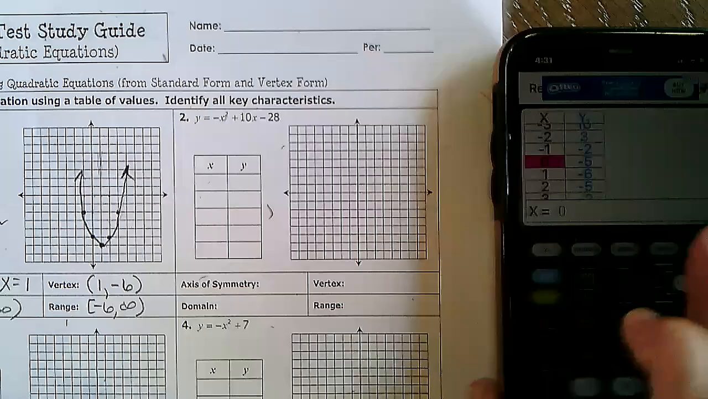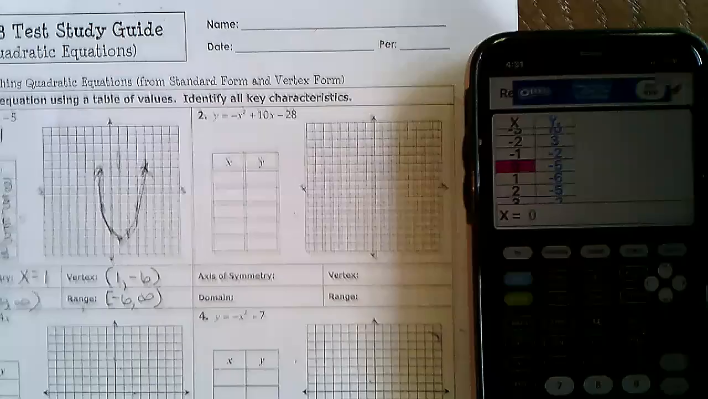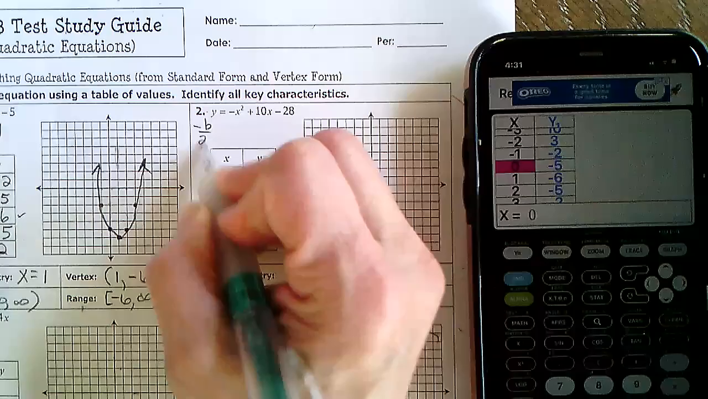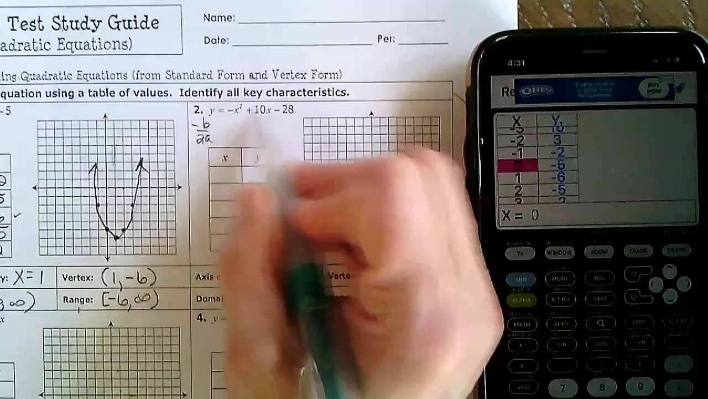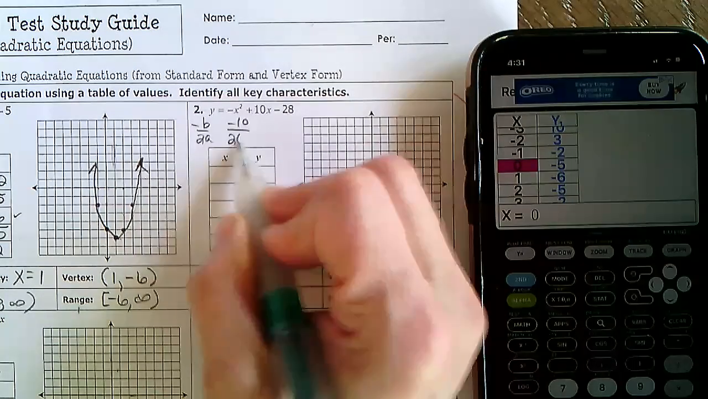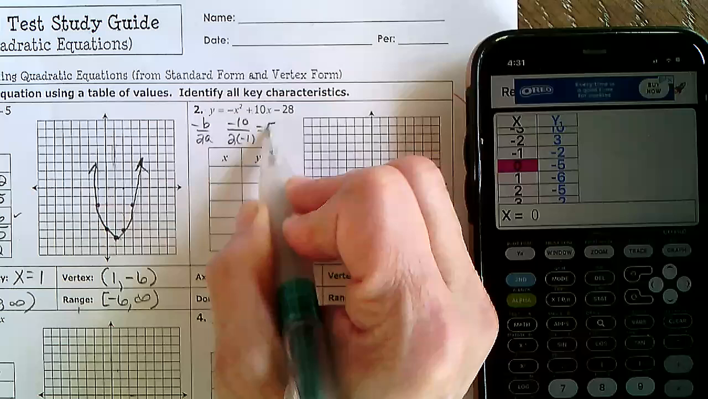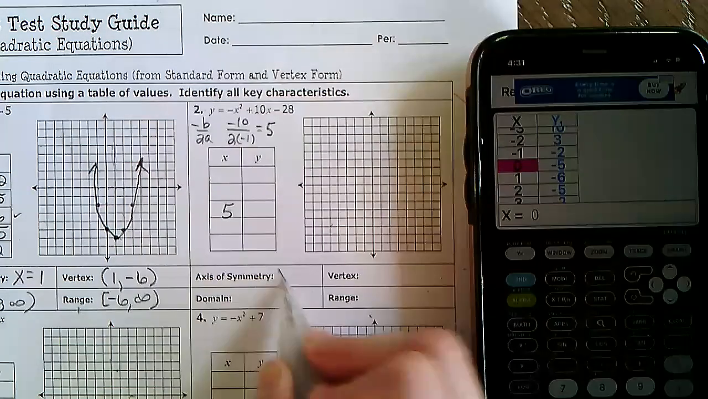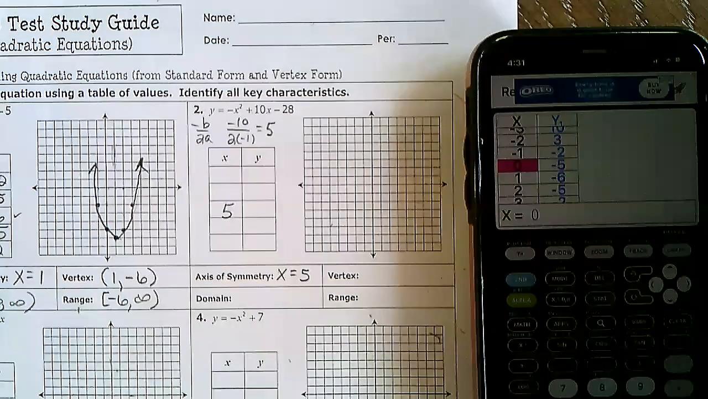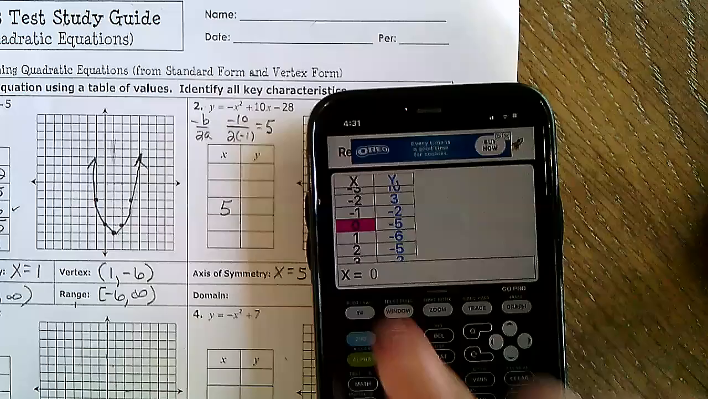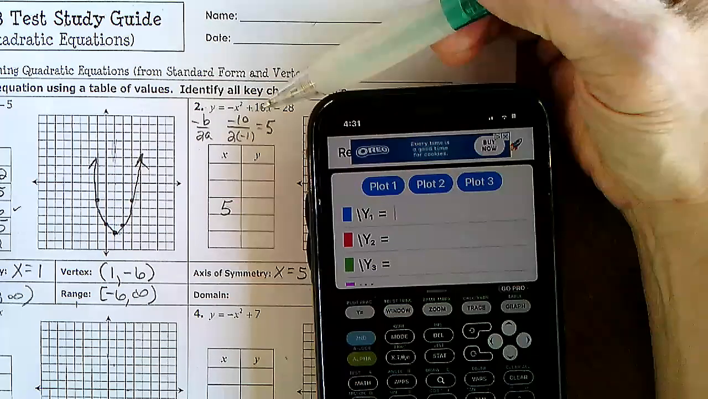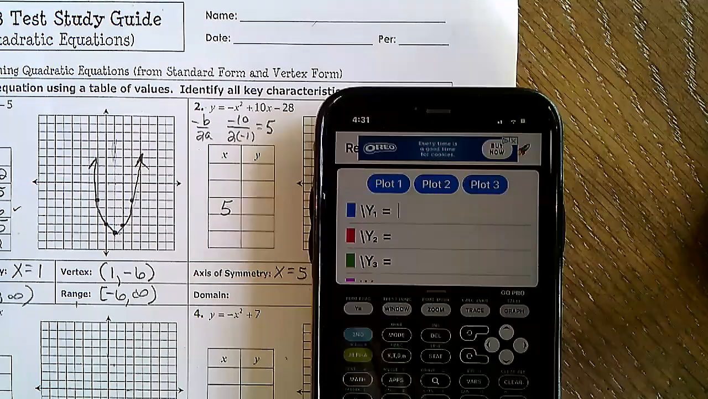All right, number 2, I'm going to start out the same way with the opposite of b over 2 times a, and that's going to be negative 10 over 2 times negative 1, which is 5. So my axis of symmetry is going to be 5. I'm going to put that right in the middle. Okay, let's say this negative b over 2 times a confuses you.